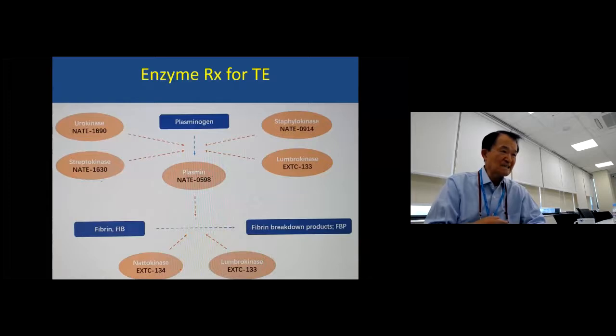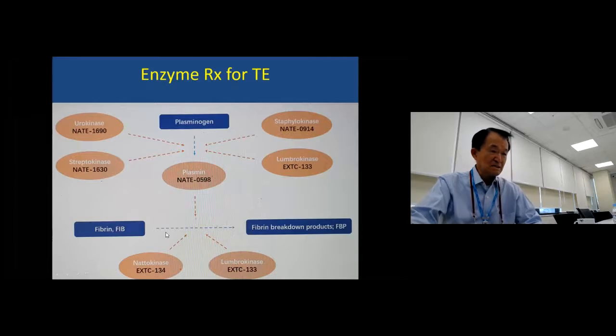Okay, there are many enzymes also working in converting plasminogen to plasmin. So these kinds of enzymes, particularly urokinase and streptokinase, have been used for a long time. So these are certainly working, but there's a risk of bleeding. So now this kind of new enzyme for the last process, fibrinogen to fibrin, has been in clinical trials.